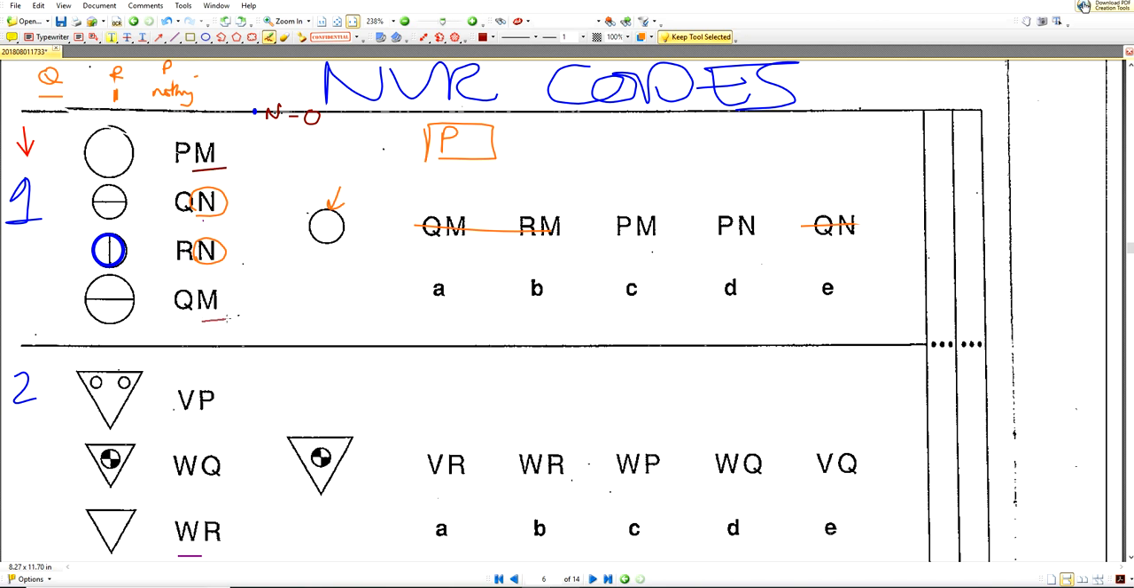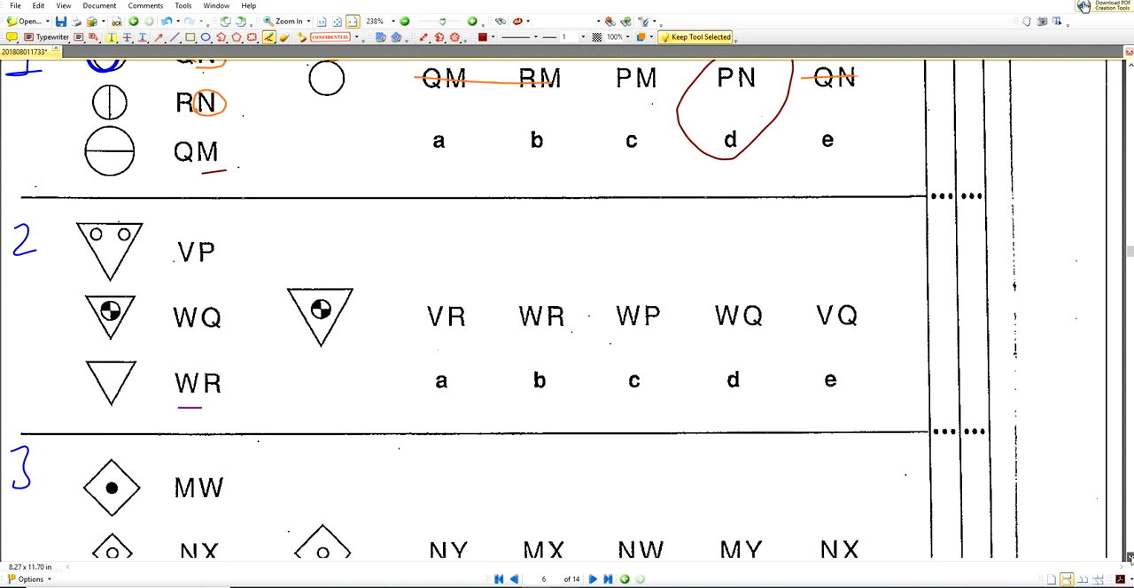Therefore, the M, which is common here, means the big circle. So if you look at our question, if you grab the circle here, it's going to be the small circle here. It matches. So that's going to be a small one. It's going to be PN, which is D. And that's how we do codes.